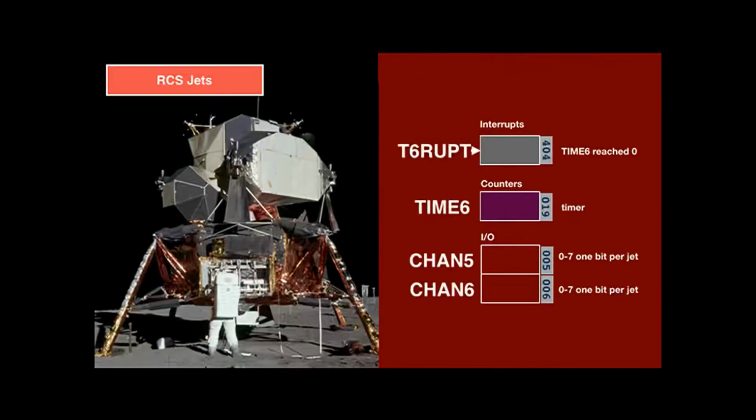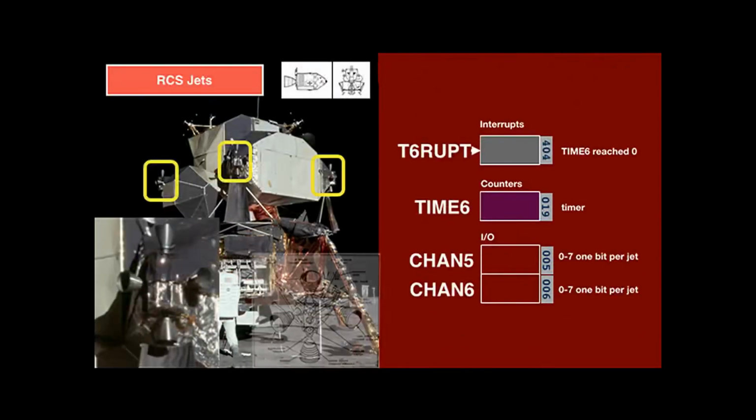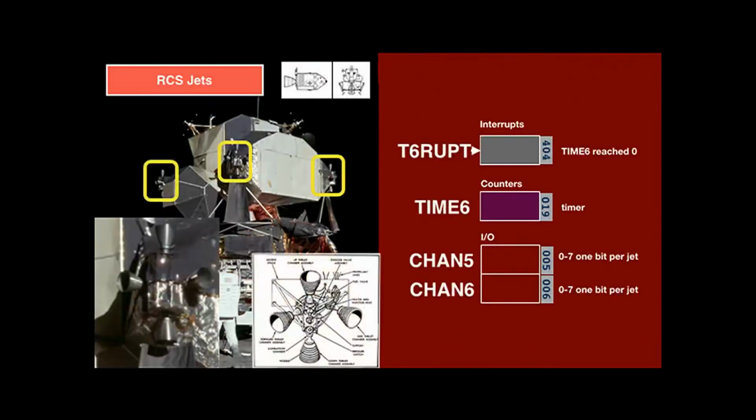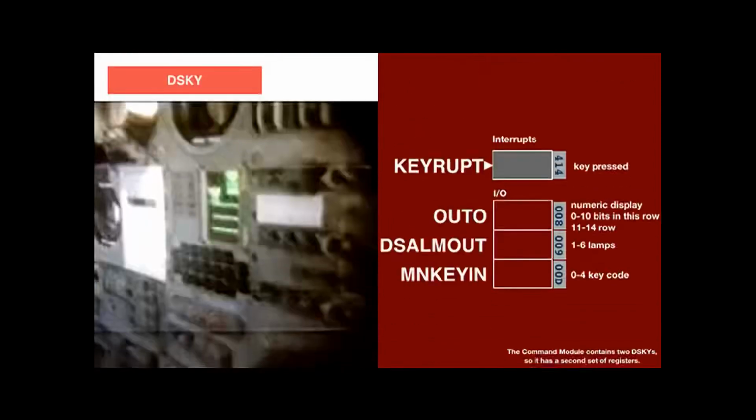which can be read from the RNRAD counters. The command module, the service module, and the lunar module all contain reaction control system, RCS, jets, that emit small bursts for holding or changing the attitude. On the lunar module, there's 1 bit for each of the 16 jets. Setting a bit to 1 will make the jet fire. The system software uses a dedicated timer, TIME6, and its interrupt, T6RUPT, for timing the pulses.